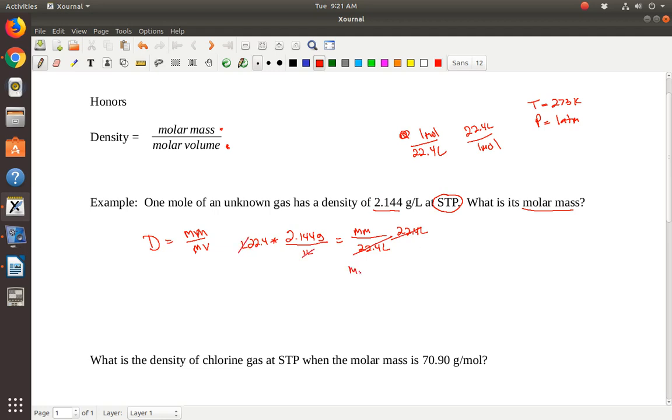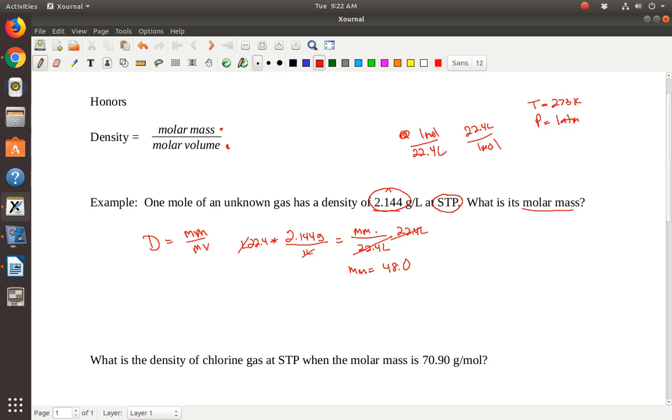And the molar mass of my unknown gas is 48.0 grams per mole. Now that's what the book has when they did this work, and because 22.4 liters is a definition, I wouldn't use that as my sig figs. I would use the 4 sig figs.